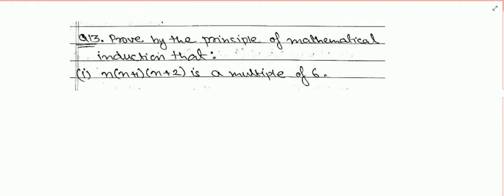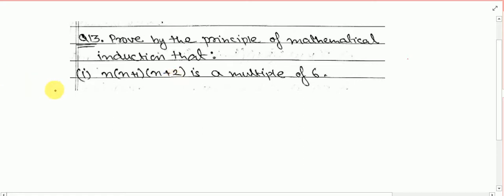Good morning, everyone. So, the next question that we'll see today is question number 13. Here it says, prove by the principle of mathematical induction that 1 into n(n+1)(n+2) is a multiple of 6. So, we have to show that for every natural number, this expression will be a multiple of 6.